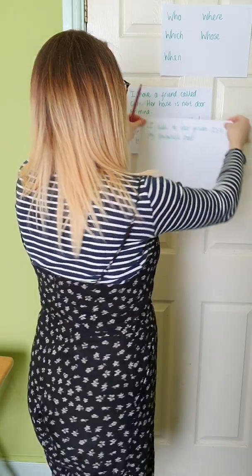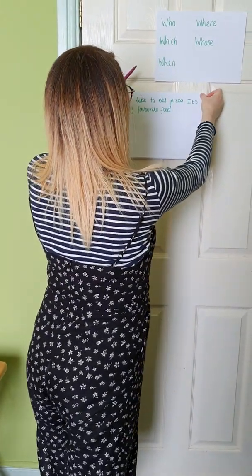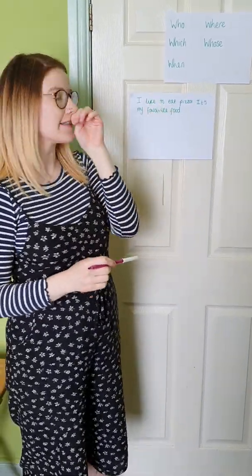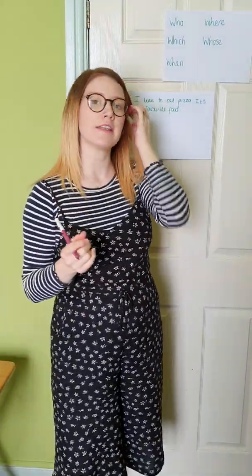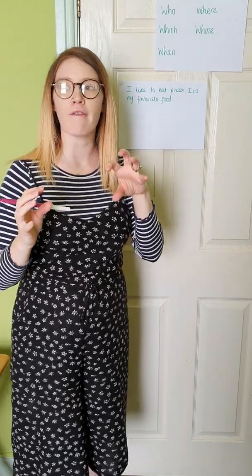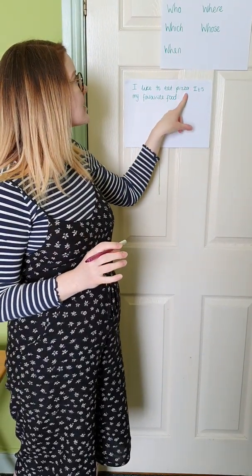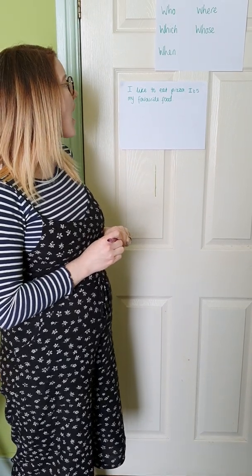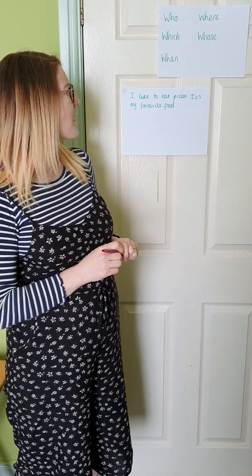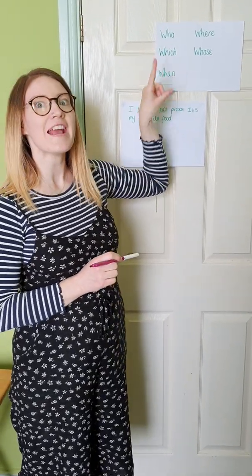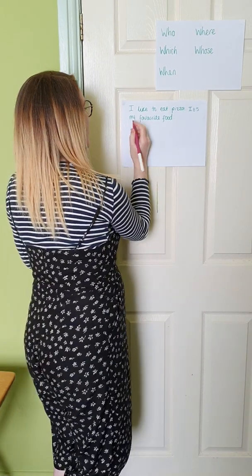Right, last one. I like to eat pizza. It's my favourite food. Okay, two separate sentences. Again, we need to make them one with a relative pronoun. So let's try some different ones again. Remember, you can cut up your pieces of paper and just add them in and see which one fits. I like to eat pizza. Who's my favourite food? No, that doesn't fit. I like to eat pizza. When my favourite food? No. I like to eat pizza, which is my favourite food. Perfect.